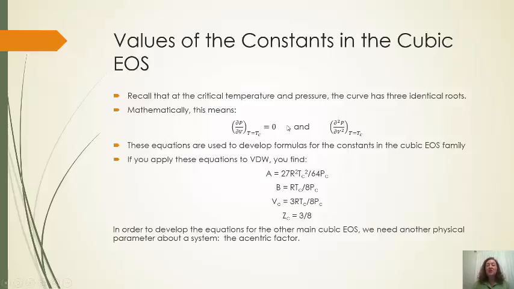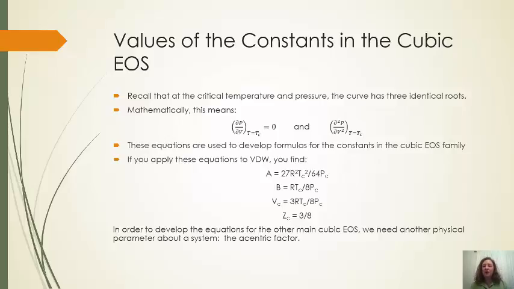You can use this and use any of those cubic equations of state plus these 2 equations to develop formulas for the constants in those equations. Now, the one for van der Waals is actually not too horrible to solve on your own. If you have a free weekend, you might sit down and try that math. It's not that horrible. Turns out that these are the constants here, and they relate to the critical temperature and pressure because, remember, all of the definitions are based on the critical point having 3 identical real roots.